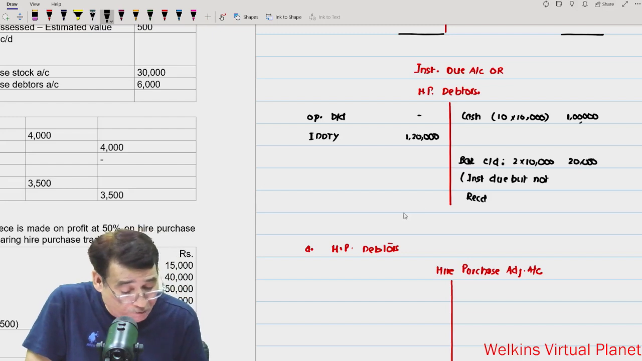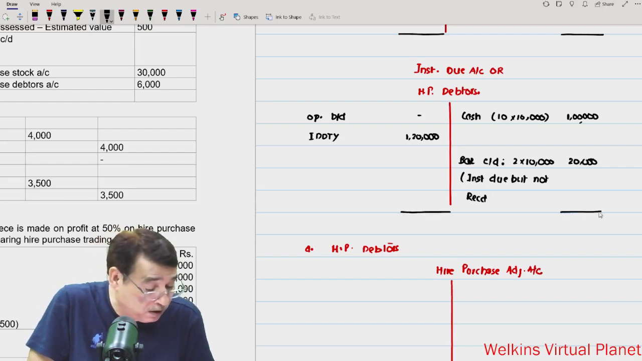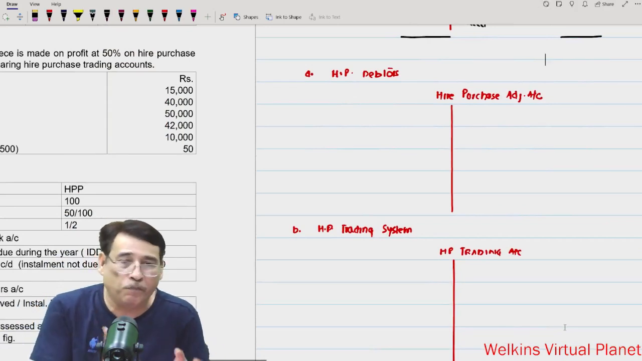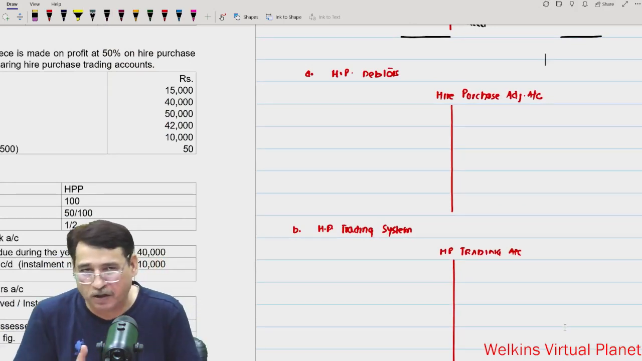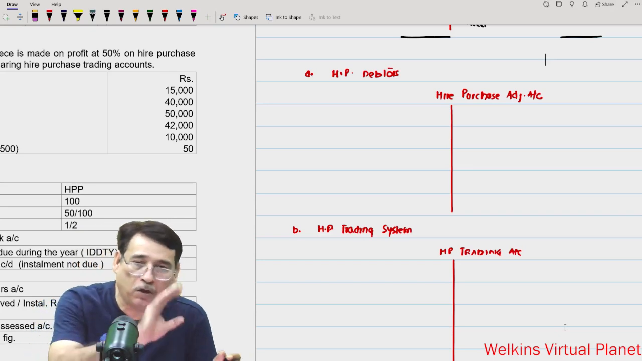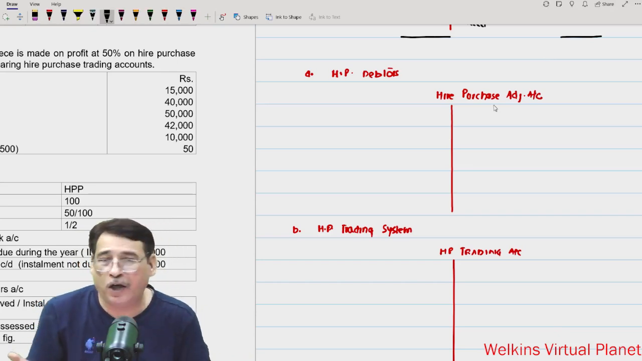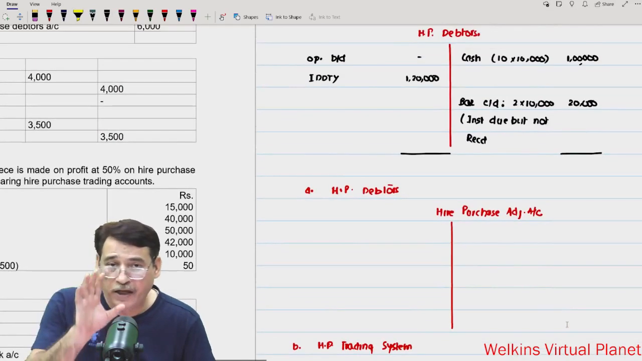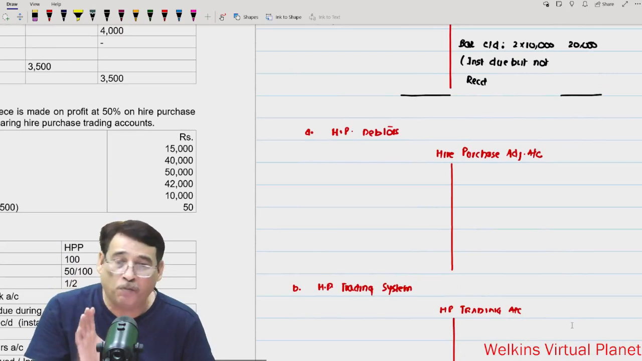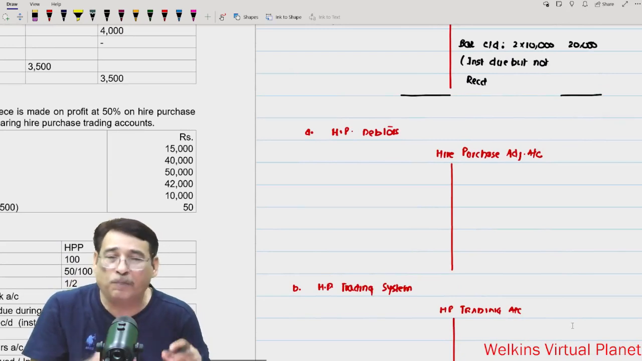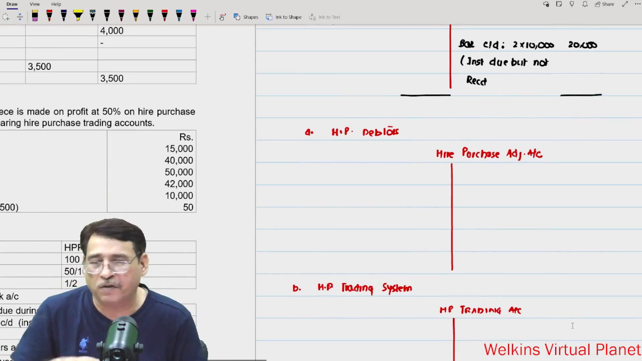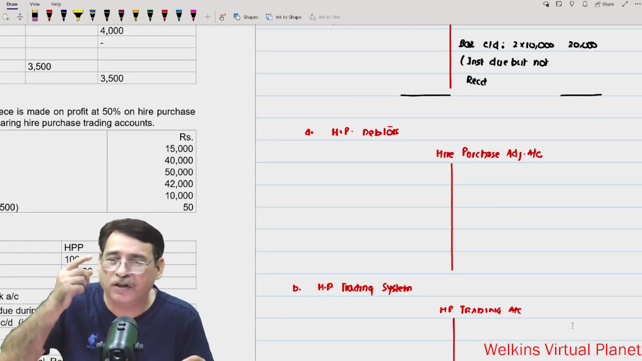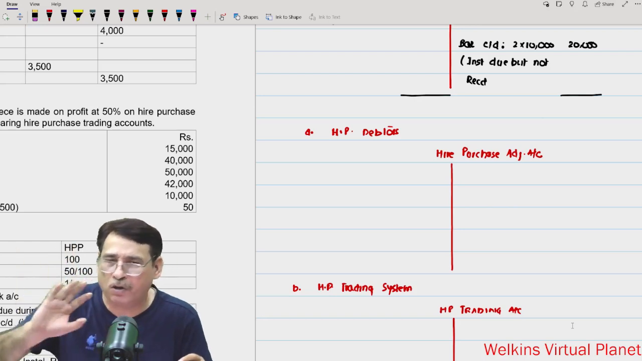So after having prepared all these things, now you have to find out the profit. Let us say I want to compute the profit by applying hire purchase debtors. I just told you, after having prepared all these three accounts, I will now prepare the hire purchase adjustment account. It is also very important, which you need to keep in your mind, that in order to know the profit, either through the hire purchase debtors system or through the trading system, you need not have a look at the first account, that is stock in shop account or goods on hire account.